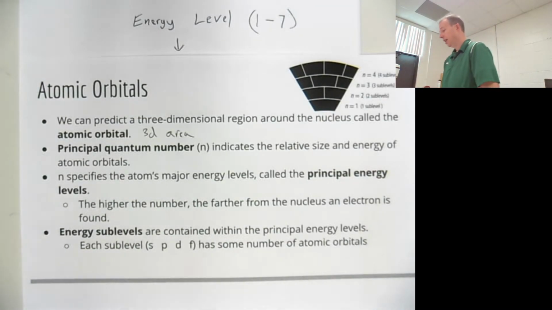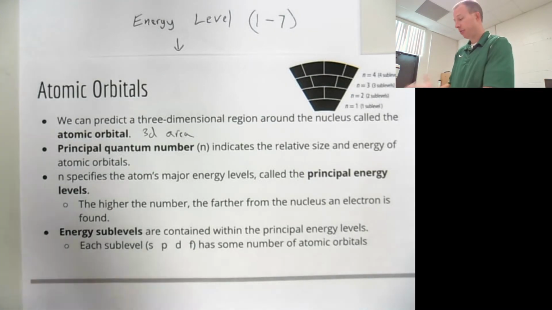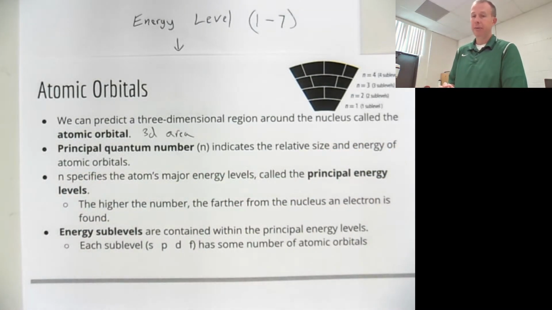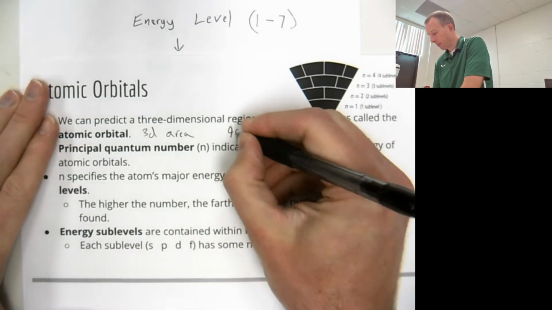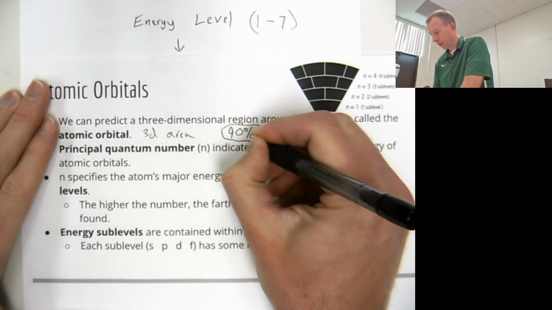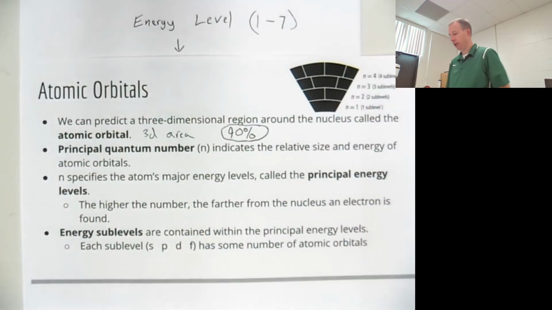Now, electrons aren't always there. These are called probability clouds. That means that about 90% of the time, we think an electron will be in this general area that we predict.